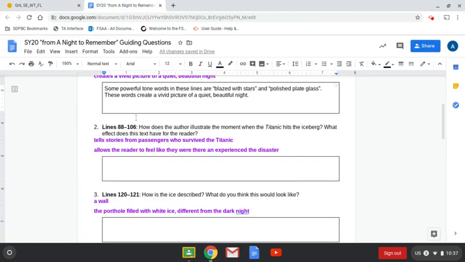Right? And the question is, how does the author illustrate or show us the moment when the Titanic hits the iceberg? What effect does this text have for the reader? So we always want to know what happened and how did it affect our reader? All right? Your author does this on purpose. So how do they show us or illustrate to us that moment when they hit the iceberg?